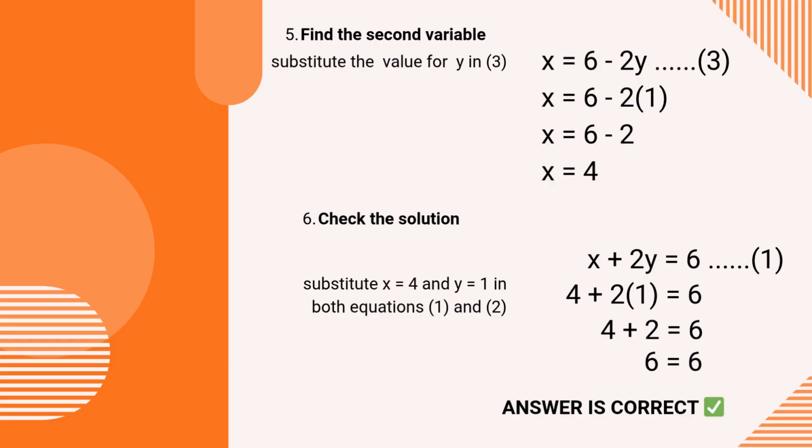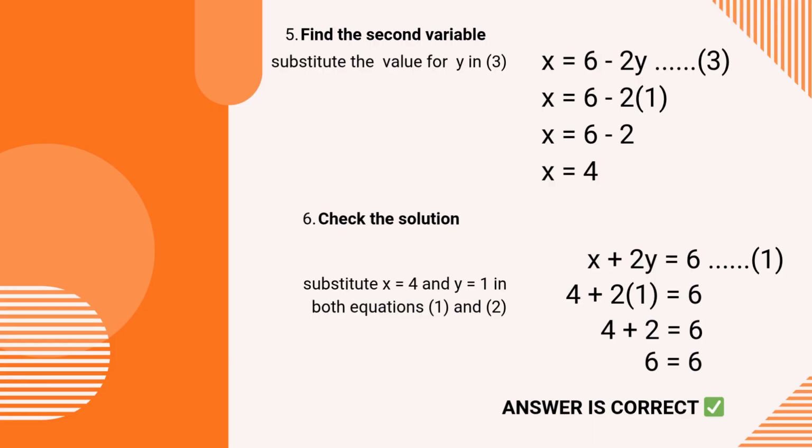Which brings us to step 5 that says, find the second variable. We've gotten y to be equal to 1. We just simply substitute the value for y, which is 1, into equation 3. Remember, we already changed the subject of formula in equation 1 and made x subject of the formula. So we don't need to go back to using equation 1, because equation 1 is complex, but equation 3 is already simple.